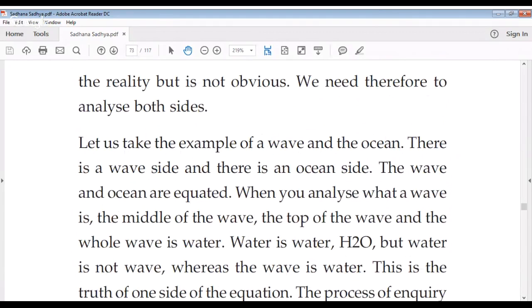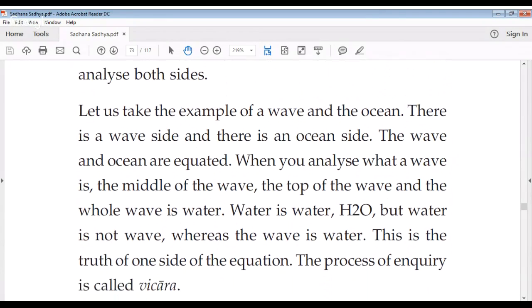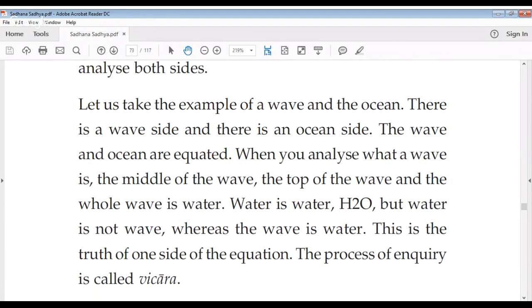Let us take the example of a wave and the ocean. There is a wave side, and there is an ocean side. The wave and the ocean are equated. When you analyze what a wave is, the middle of the wave, the top of the wave, and the whole wave is water. Water is water, H2O. But water is not wave, whereas the wave is water. This is the truth of one side of the equation. The process of inquiry is called vichara.